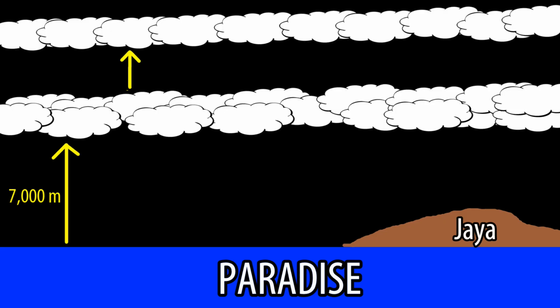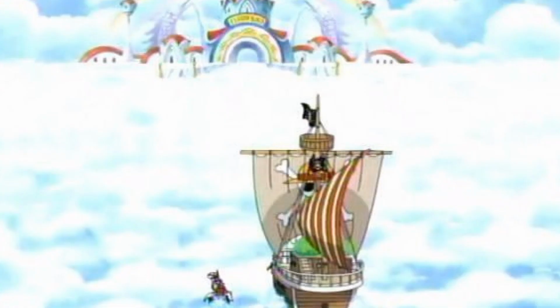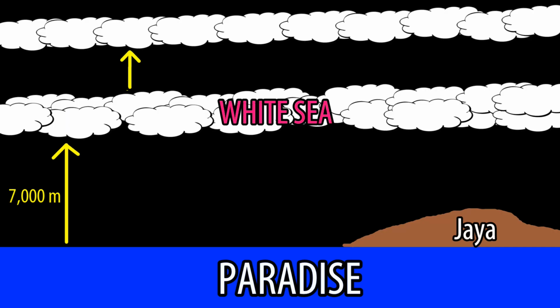7,000 meters above sea level, you have the White Sea, an ocean that you can actually sail a ship on. If you could somehow manage to get your ship up there to the White Sea, 7,000 meters above sea level, your ship will actually sail around on the current. You can even swim in it if you're careful and if you're not a devil fruit user. And there's also islands located on the White Sea.